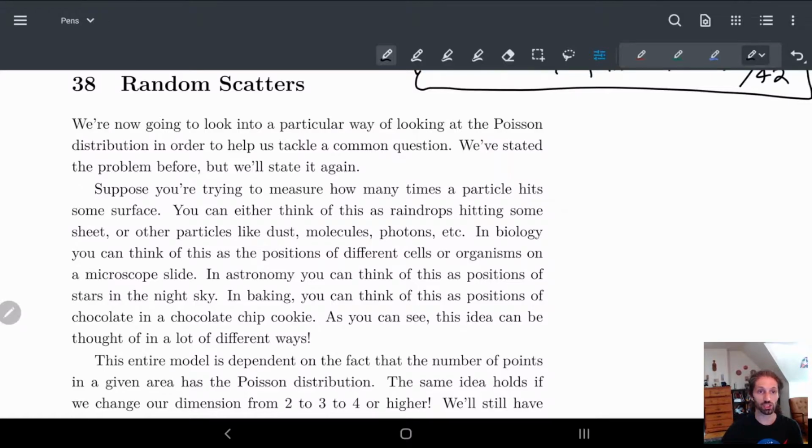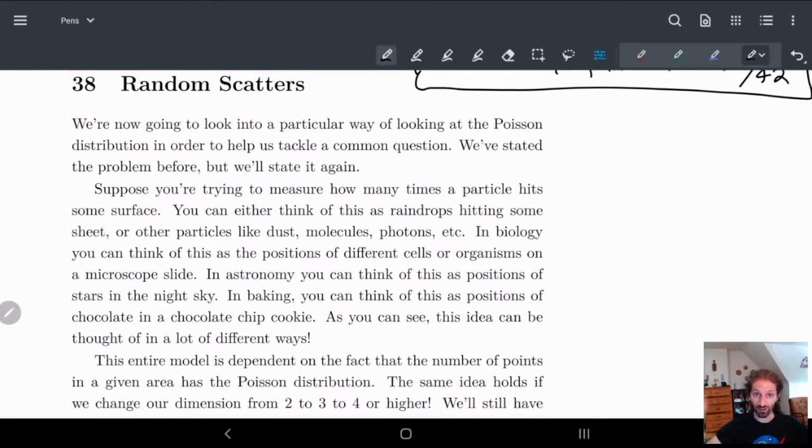So whether that's raindrops on a sheet, particles like dust hitting something, molecules hitting photons, just anything that's hitting something. You can also think of this as positions in space. If you're looking through a microscope in biology and trying to figure out the position of different cells or organisms, or in astronomy, the positions of stars in the night sky. You can even think of this in baking, like if you're making chocolate chip cookies and you want to know the positions of your chocolate chips inside of your cookie, right? So this is the type of distribution that we're going to be looking at in this video.